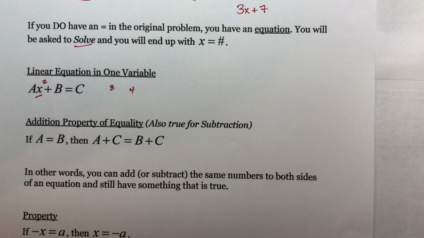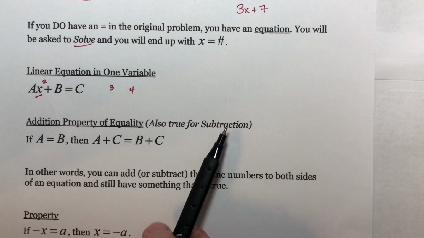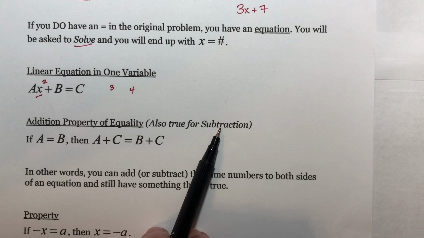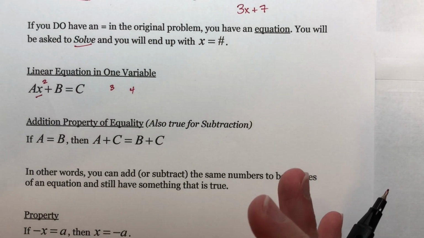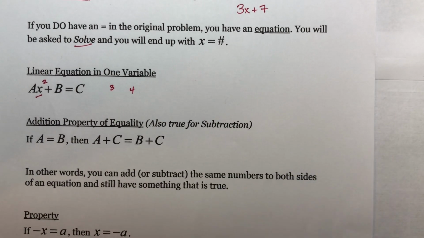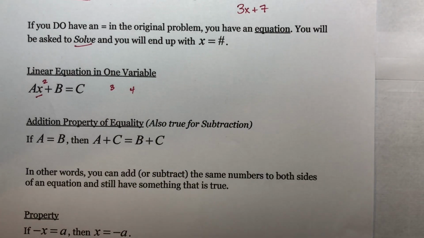Okay. Now, the addition property of equality, and this is also true for subtraction. In math, a lot of times we have addition and subtraction rules, and we have multiplication and division rules, and we have to learn how to keep them separate. And often they work together. So we have a rule for addition, we also have one for subtraction here.